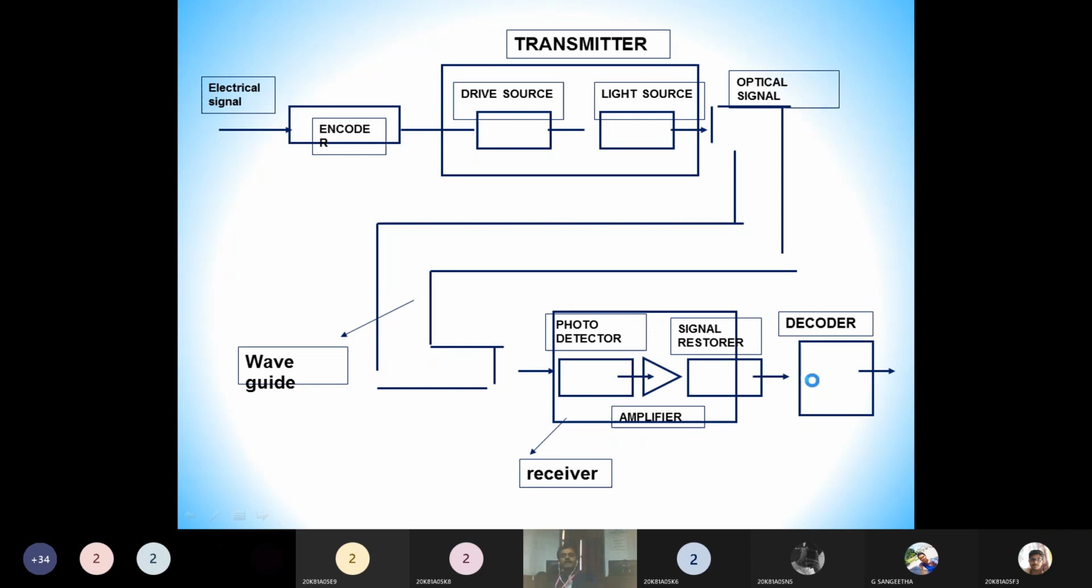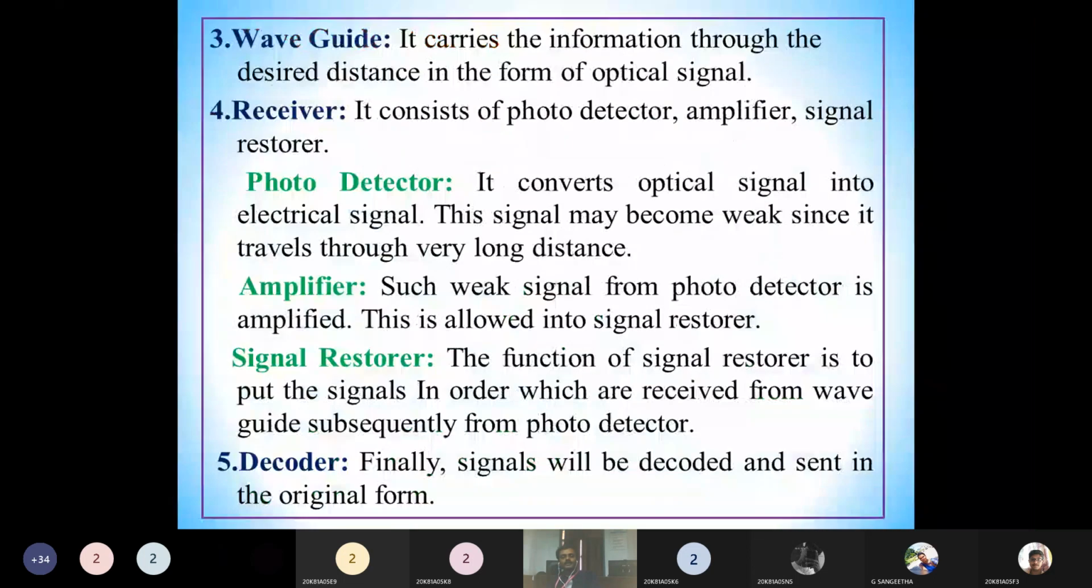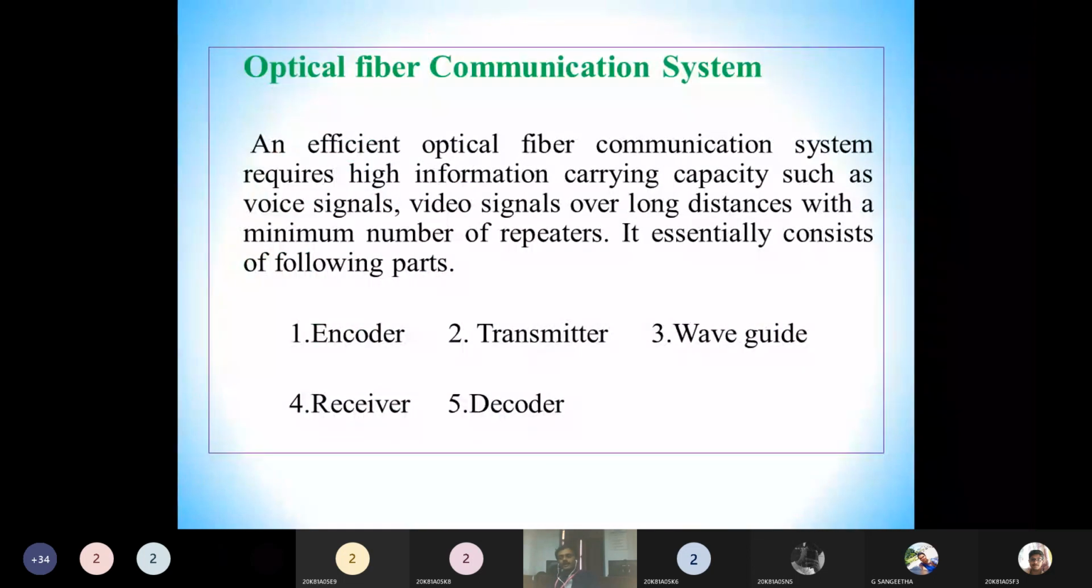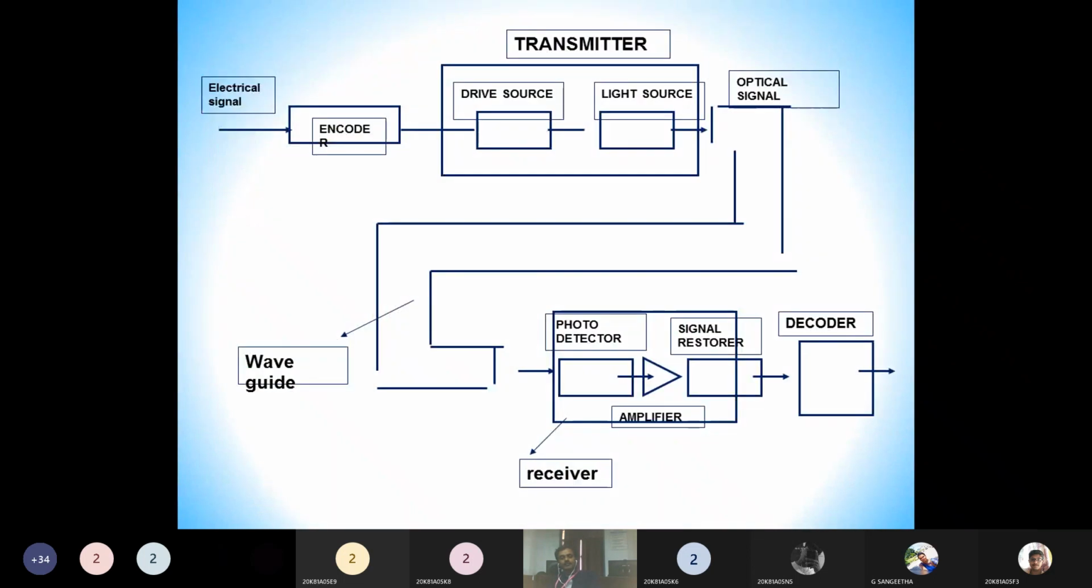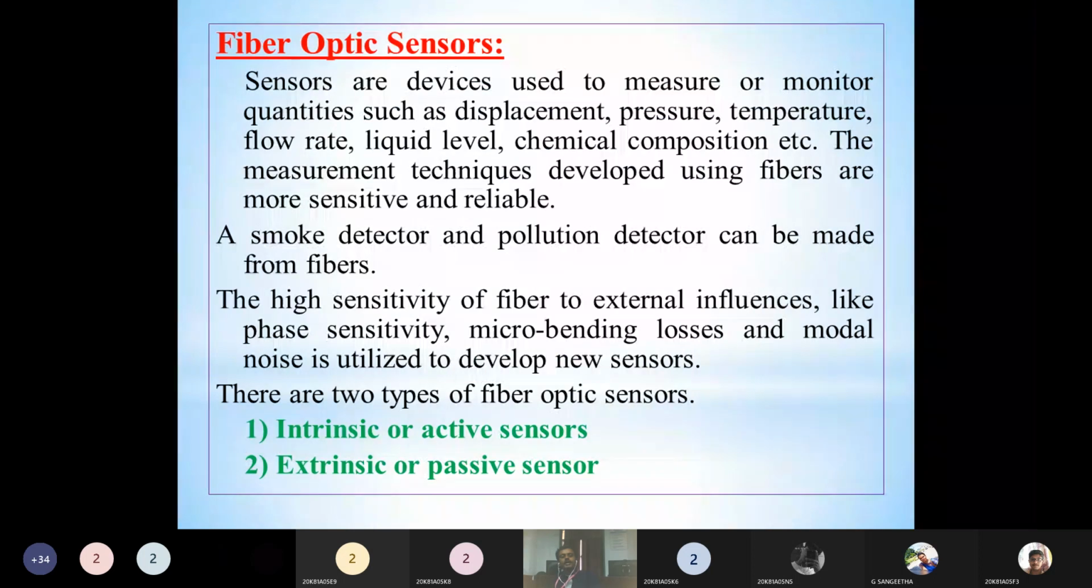This is the block diagram for optical fiber in communication systems. Next one is optical fiber in sensors, and how it works in sensors.